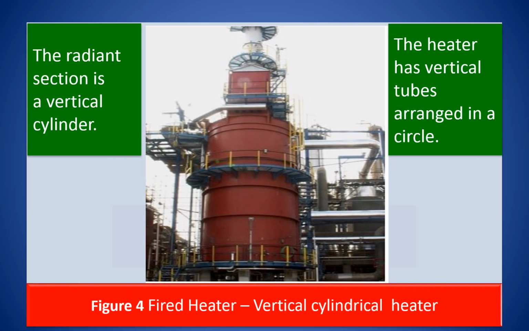This figure shows an installed vertical cylindrical design fired heater in a refinery. The radiant section has floor mounted burners with vertical tubes arranged in a circle. The flue gas flows upward from the radiant section to the horizontal tube convection section.